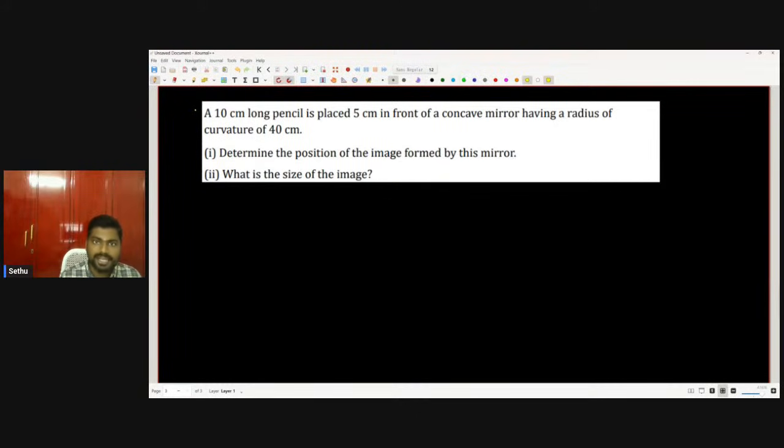So let me first step. What is my first step? Draw the diagram. So let me draw the diagram. There is a concave mirror having radius of curvature 40 centimeter. So supposing if I were to draw the sphere of which this concave mirror was a part of, the radius of curvature is 40 centimeter, which means focal length is 20 centimeter. So the focus coordinate is minus 20, 0. I've marked it.